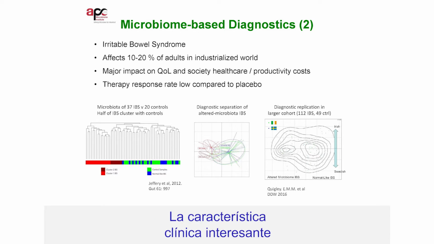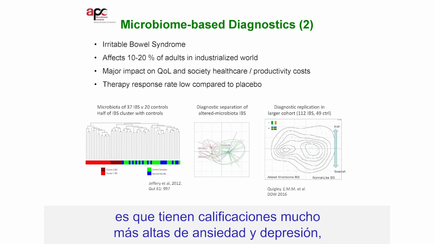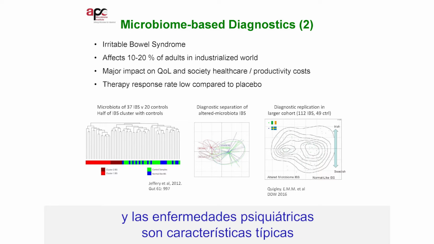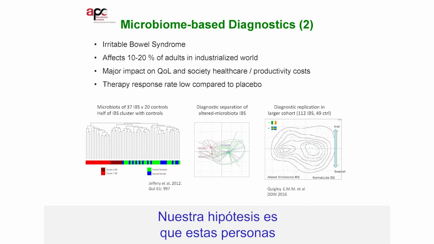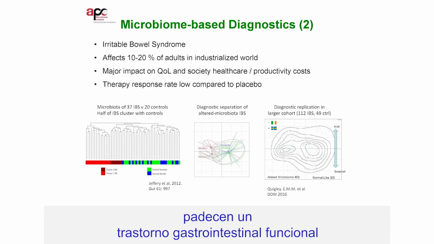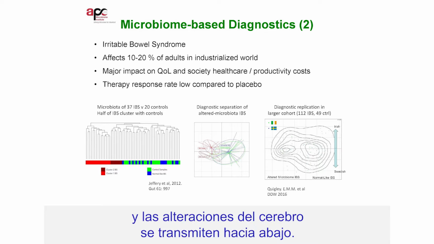The interesting clinical feature of the IBS patients with a normal microbiota is that they have much higher scores for anxiety and depression. And psychiatric comorbidities are a typical feature of some but not all IBS patients. So our hypothesis for those subjects is that they have a functional gastrointestinal disorder because the brain-gut axis is working in a downward direction and there are disturbances from the brain working down.